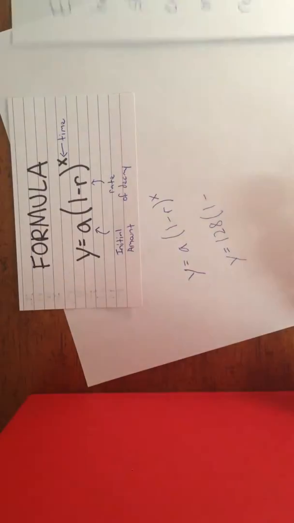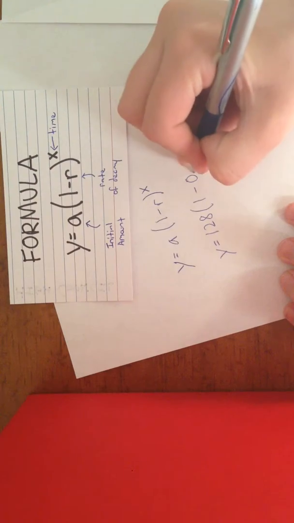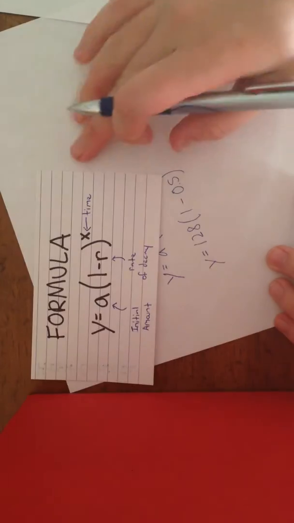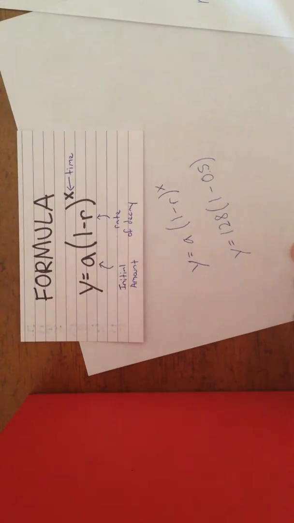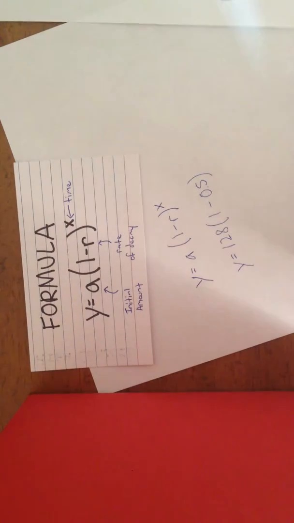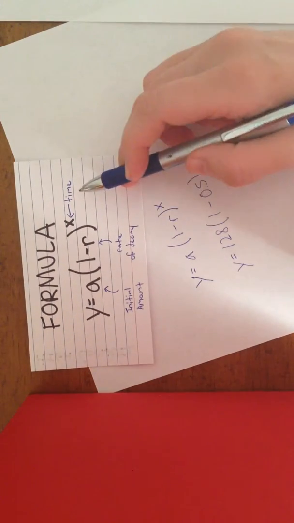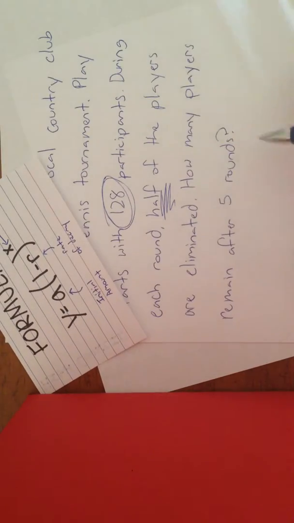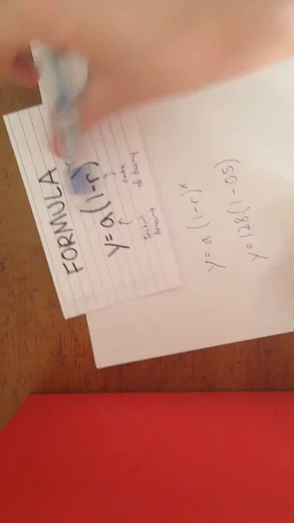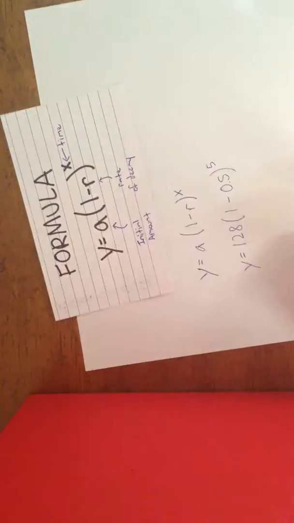So, we have y equals 128 times 1 minus 0.5, because you write your percentages as a decimal. So 50% written as a decimal is 0.5. Then raised to the x power, which is time. It says how many players will remain after 5 rounds. So our x will be 5.